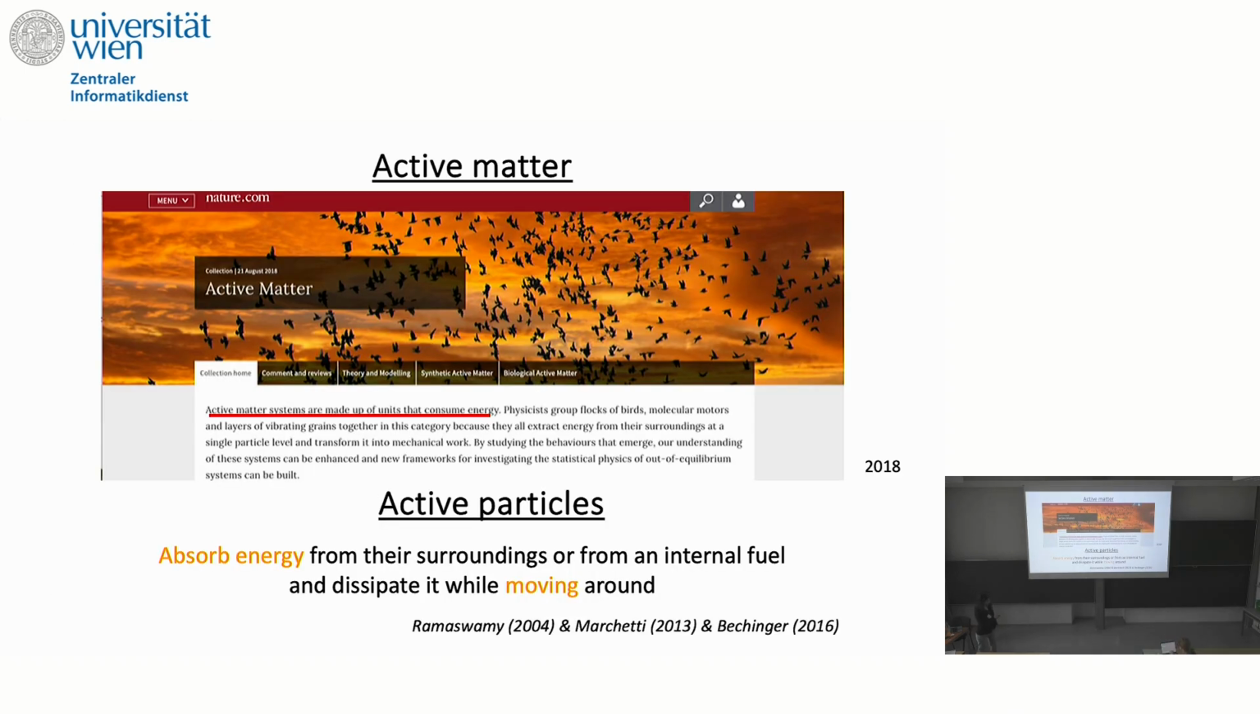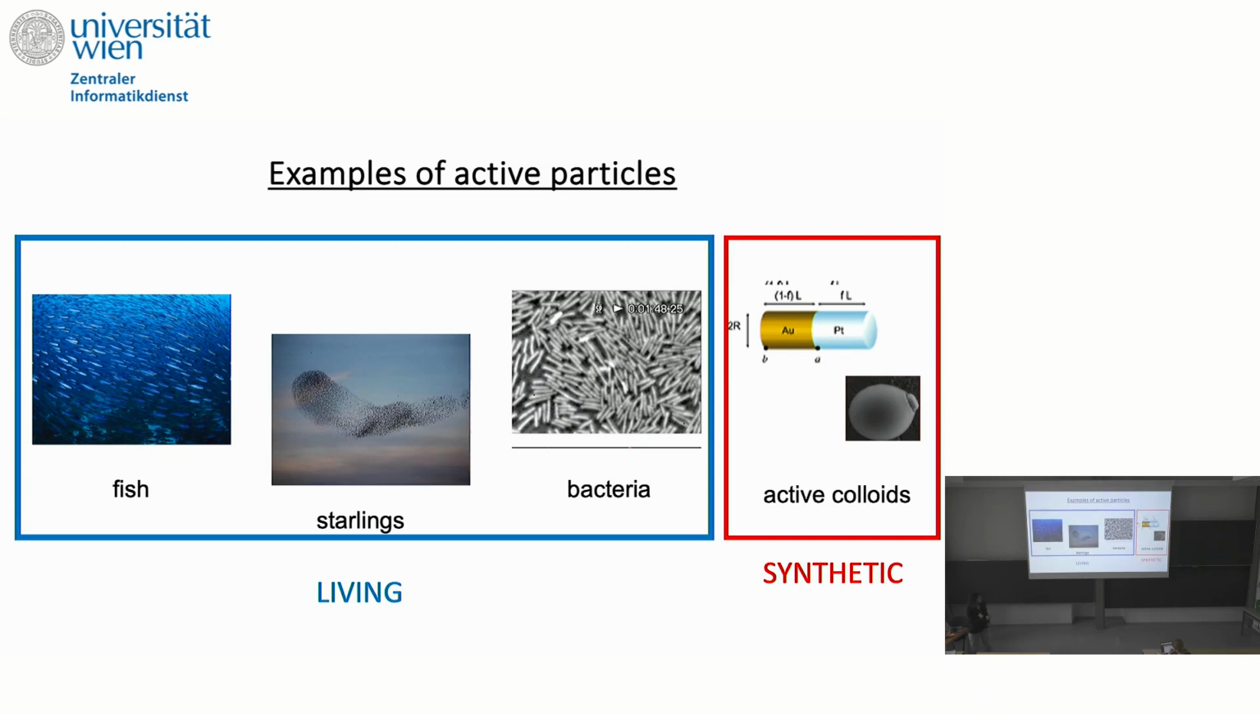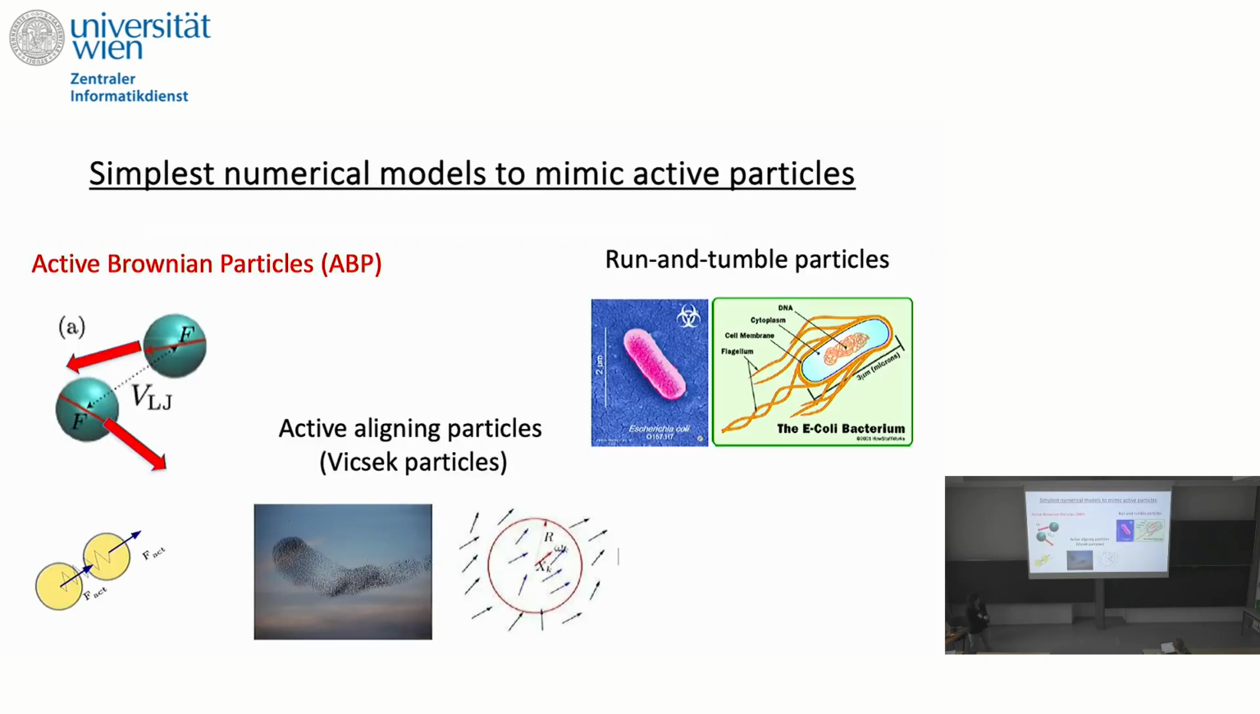So, as we learned in the last 20 years, active matter systems are made up of units that consume energy in order to perform an action. We saw yesterday from Daniela, Christina, and Angela that the actions can be different. I'll be only focusing on active particles that absorb energy from their surroundings or from an internal fuel and dissipate it while moving around. Active particles can be living, such as fish, starlings, and bacteria, or can be synthetic, such as active colloids. And we can mimic the behavior of active particles by means of computer simulations.